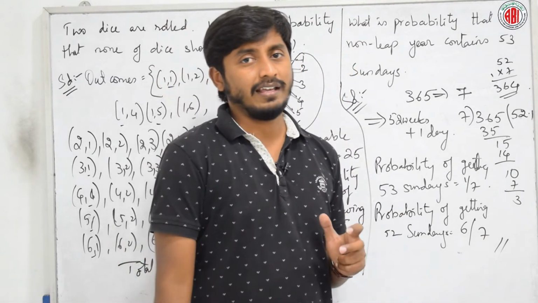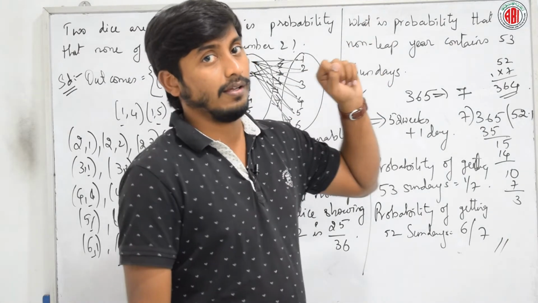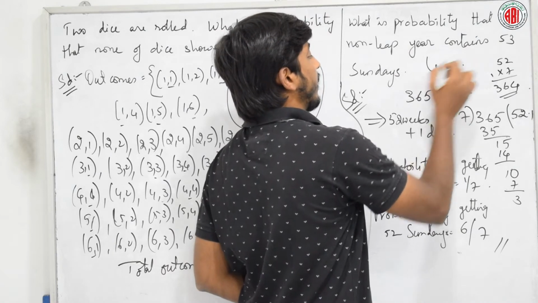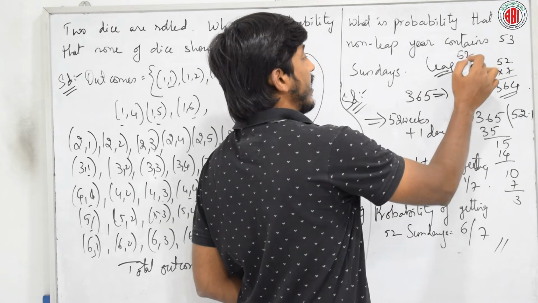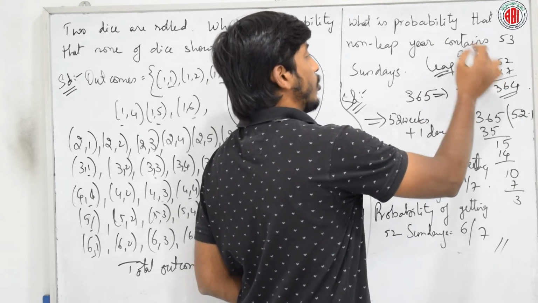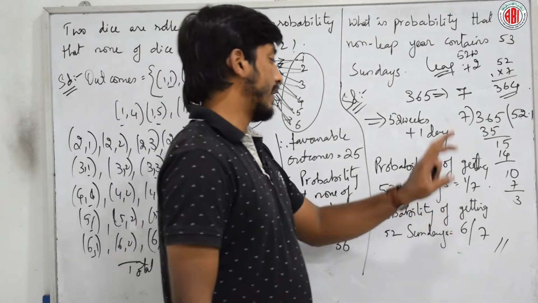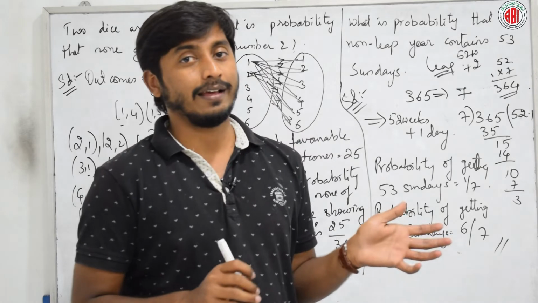Did you have clarity? Fine. This is a non-leap year. What if it is a leap year? A leap year, then for 365 we'll have 52 weeks plus 2 days. So here the outcome will be 2 by 7, here I get 5 by 7. Did you understand? Is it clear?